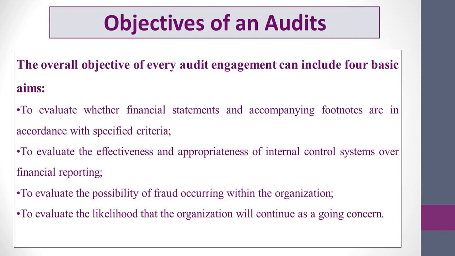So we have one main objective, to make sure that the auditor expresses an opinion, and to achieve this main objective we have four basic aims. First, evaluate whether the financial statements are following the criteria. Second, evaluate the effectiveness of internal control. Third, evaluate the possibility of fraud occurring within the organization. And fourth, evaluate the ability of the organization to go into bankruptcy or financial distress.